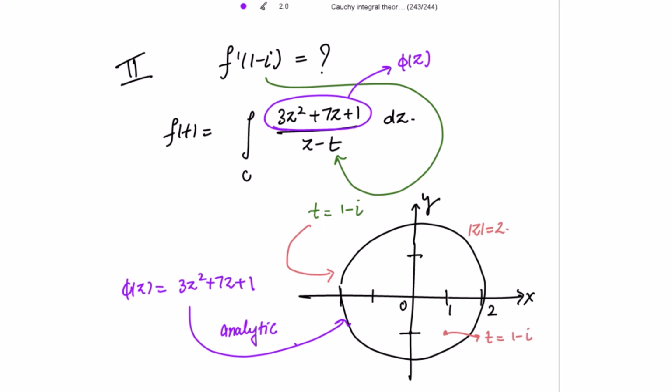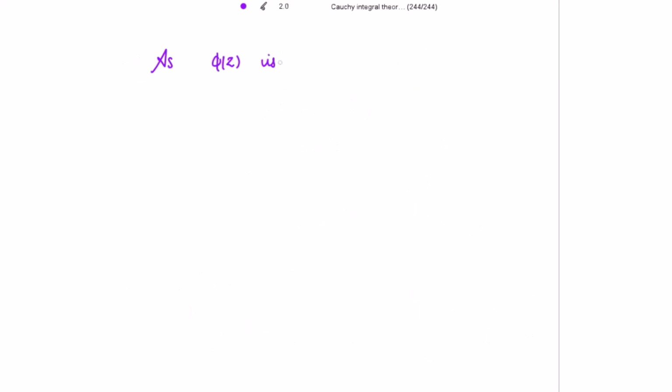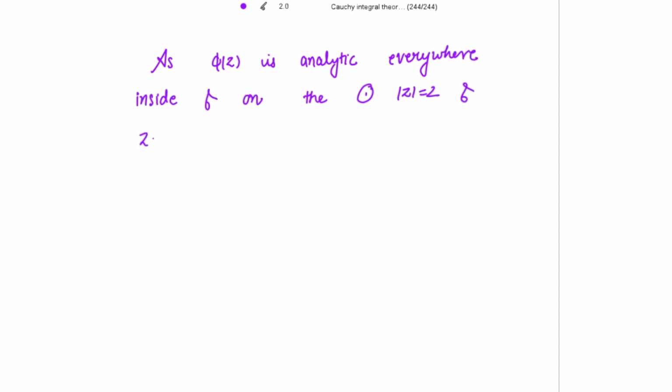right? So let's write this as phi of z is analytic everywhere inside and on the circle mod z equal to 2, and z equal to 1 minus iota lies inside the circle mod z equal to 2. This is the notation for the circle.